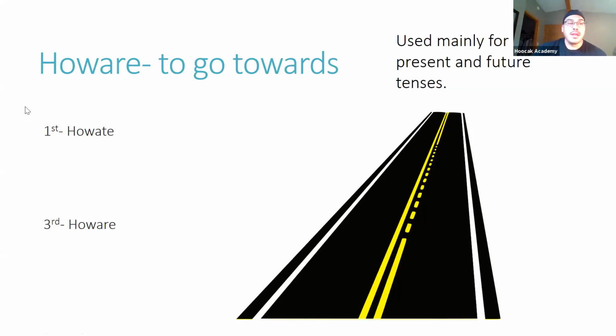And then I already hit the button. So first person is going to be Howade. Now you're going to notice that the only difference is one letter. All right. So when we make a whole sentence, that one letter can change the meaning of a sentence, whether you're talking about him or her or talking about yourself. All right. So that's first person, Howade. I go towards a destination.